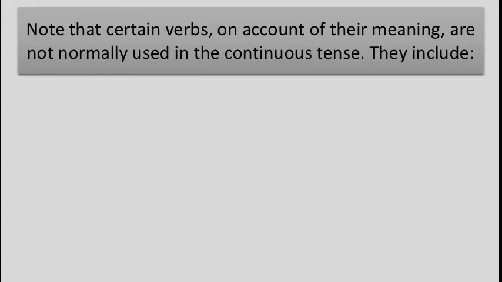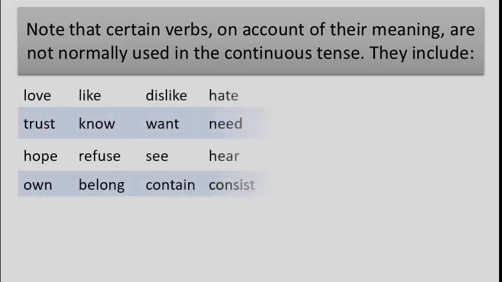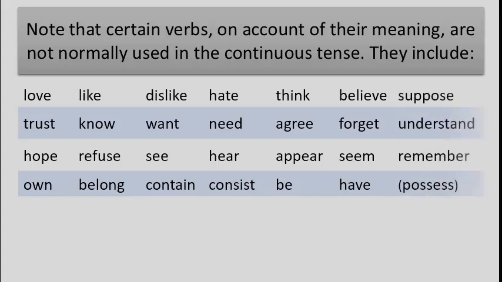Note that certain verbs, on account of their meaning, are not normally used in continuous tense. They include love, trust, hope, own, like, know, refuse, belong, dislike, want, see, contain, hate, need, hear, consist, think, agree, appear, be, believe, forget, seem, have, suppose, understand, remember, and possess.